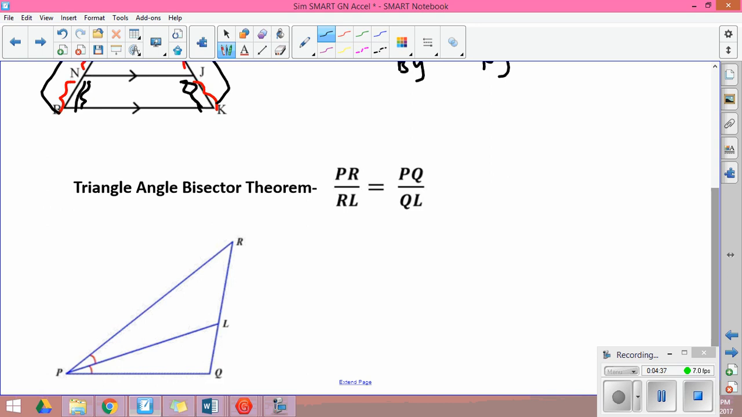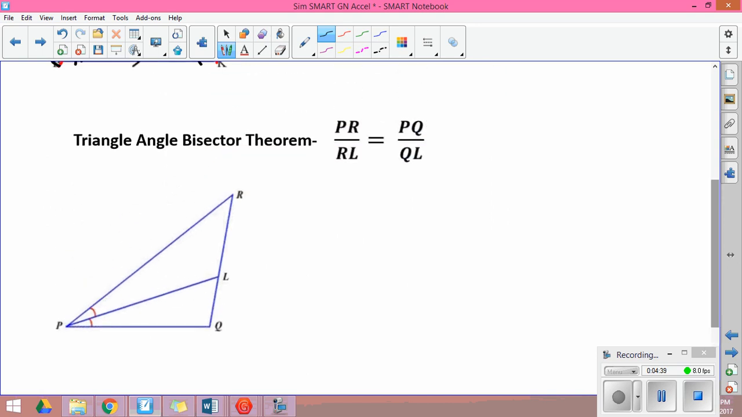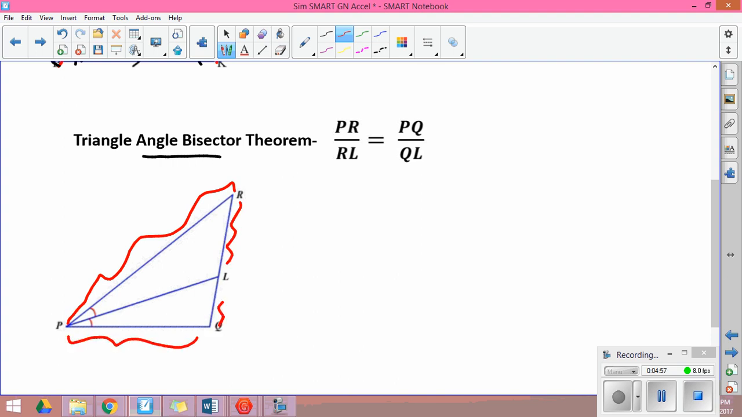Another cool factor is if I have an angle bisector, note right here, my angle gets bisected, it actually creates proportions of the segments. And the segments that are proportional are the long outside leg to its bottom and the long outside leg to its bottom. So I get this: PR is proportional to RL at the same rate as PQ is to QL. Because remember, angle bisectors tell me nothing about the base.